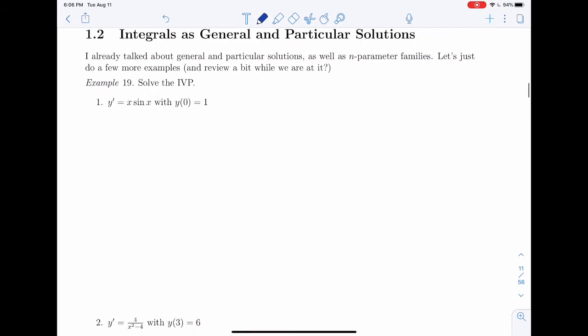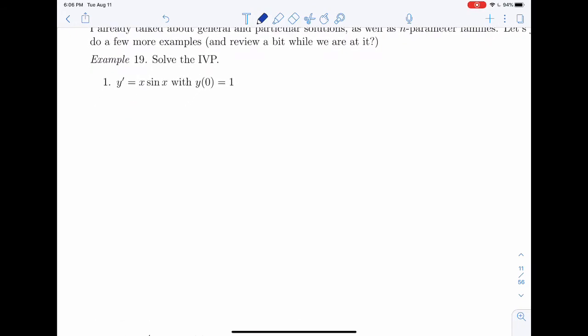Example 19 says solve the IVP, which is y prime equals x sine x with y of 1 equals 0. So the Calc 1 aspect is to just realize that this just means that y is equal to the integral of x sine x dx, right? And we're good to go if we can do that integral. Now we get to the Calc 2 part, which is to say that I need a technique, and this is definitely integration by parts, right? So let's just remember how to do this here.